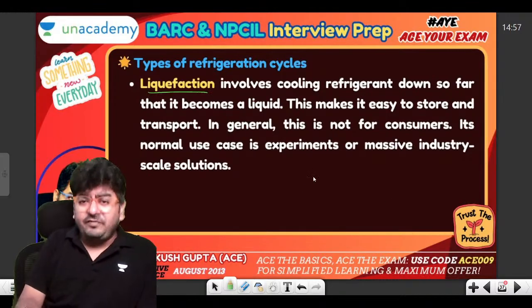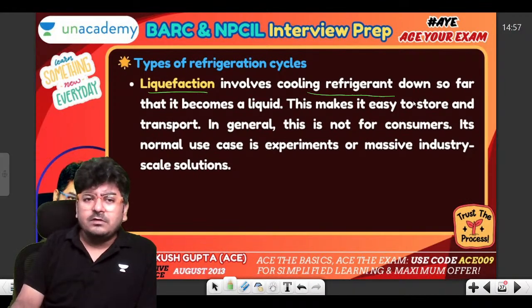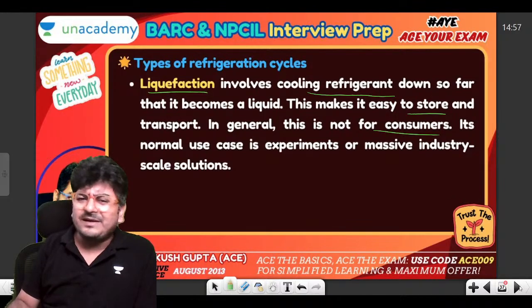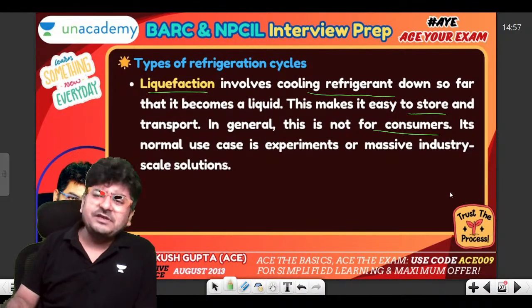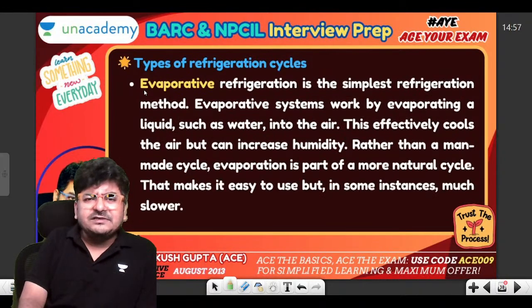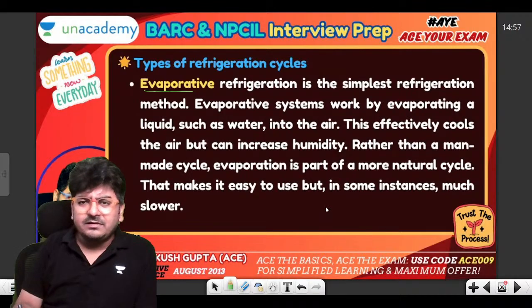Apart from that, one is liquefaction, where the cooling refrigerant we are using till now, when it becomes liquid, it is easy to store. We liquefy the refrigerant. It is generally used in industries, not for consumers, like AC, refrigerator, वहाँ पे use नहीं होता. इंडस्ट्री में यूज होते हैं like industry chillers and all वहां पे. ठीक है. And last is the evaporative refrigeration cycle.